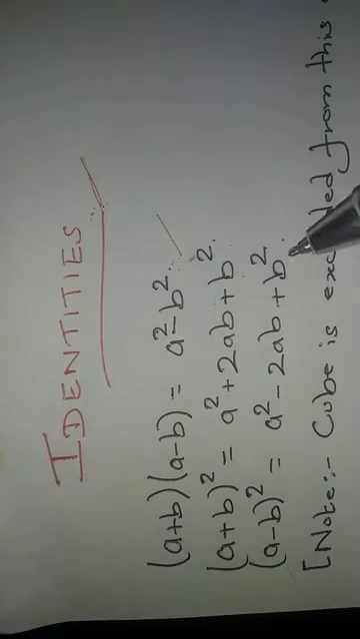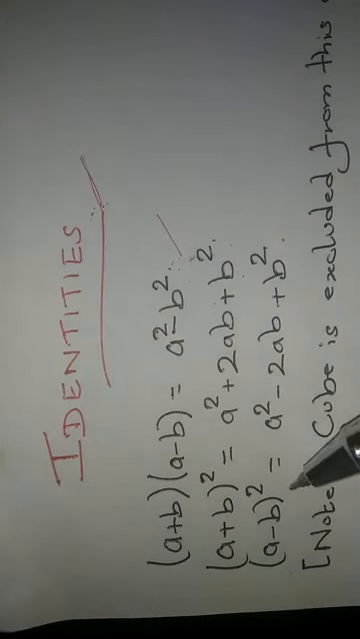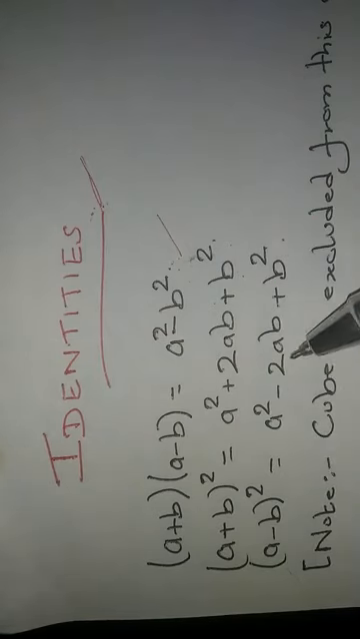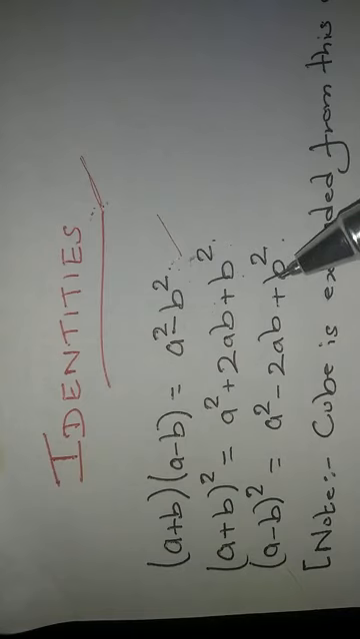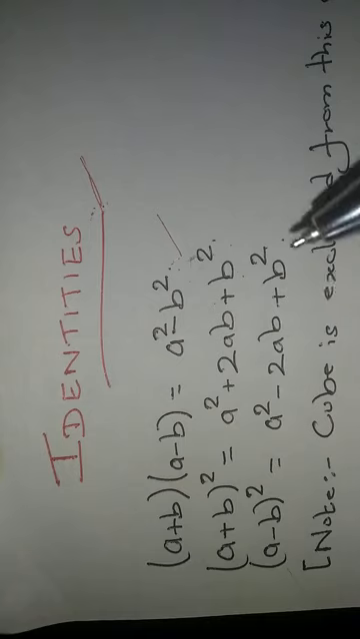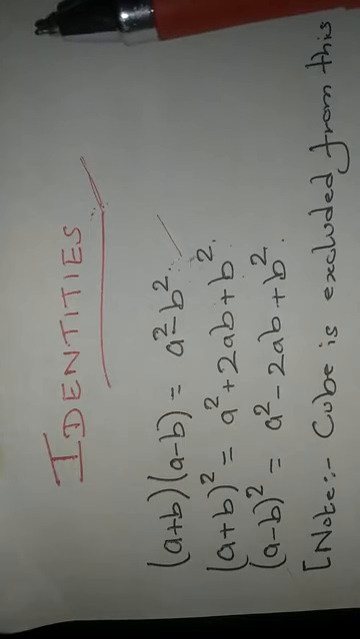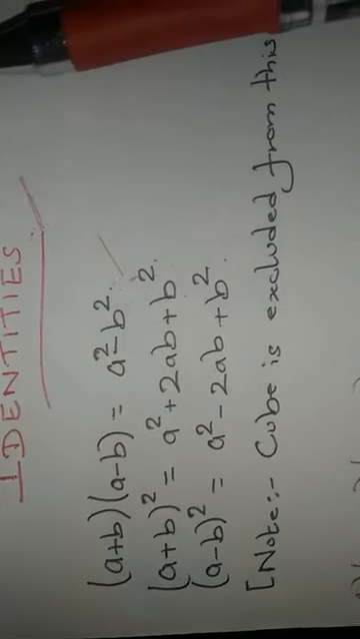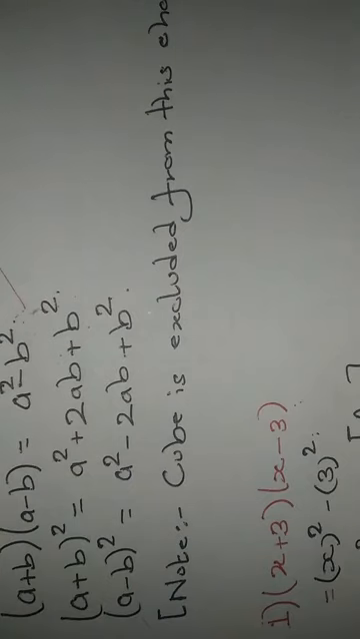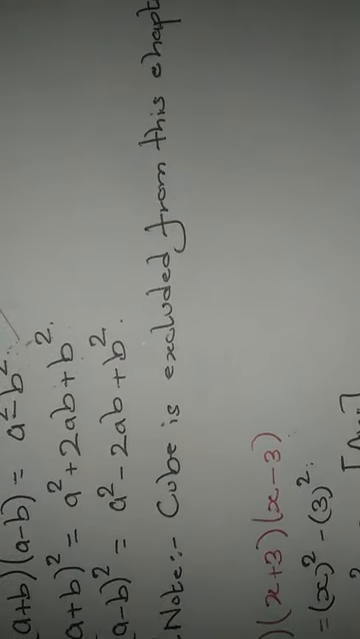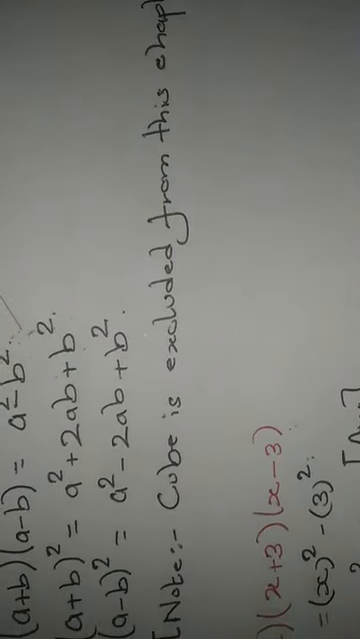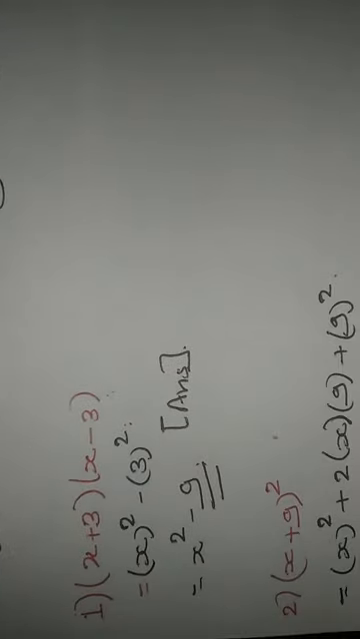One more identity that I have is (a - b)² = a² - 2ab + b². I will be very happy if you can show me how I arrived at this formula. This chapter also has (a + b)³ and (a - b)³. You might be seeing it in the book, but this is excluded. So cube is excluded from this chapter. Let us take the first problem.